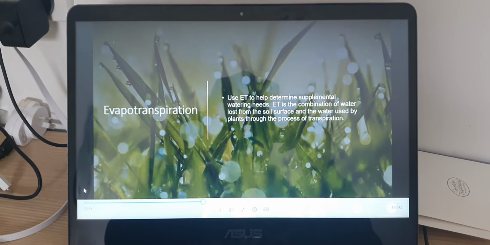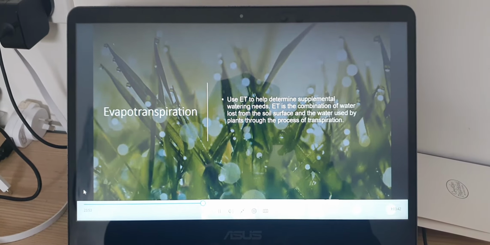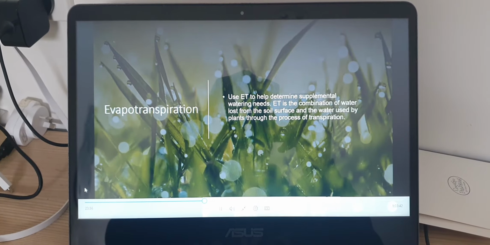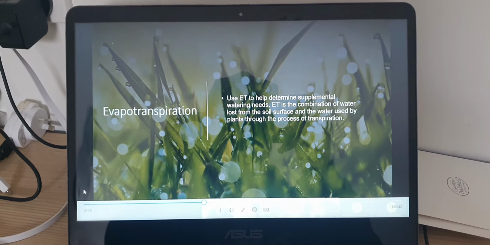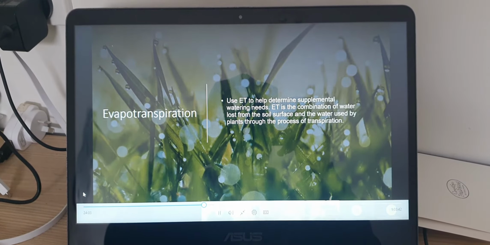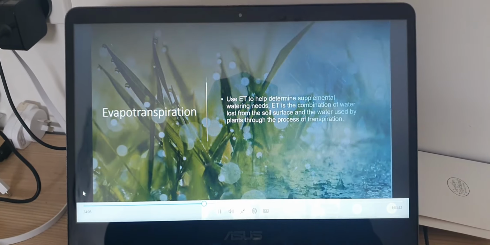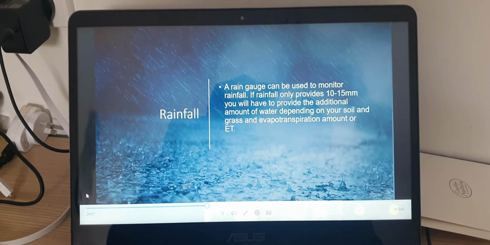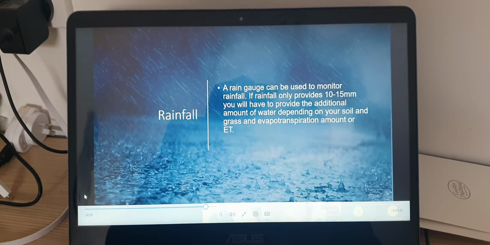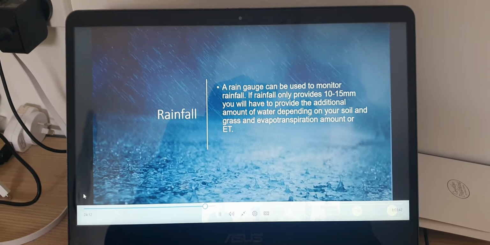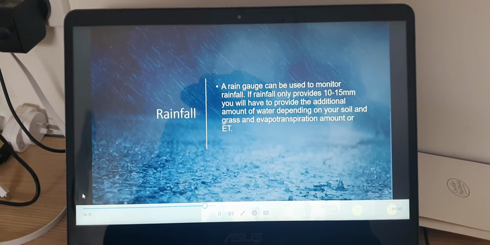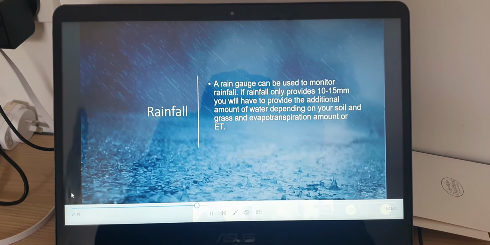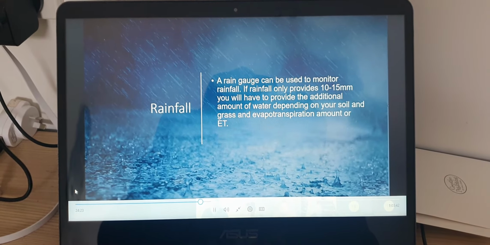Evapotranspiration. Use ET to help determine supplementary watering needs. ET is the combination of water lost from the soil surface and the water used by plants through the process of transpiration. Rainfall. A rain gauge can be used to monitor rainfall. If rainfall provides 10 to 15 millimeters, you'll need to provide the additional amount of water. That's just any number, depending on your soil and grass and evaporation and evapotranspiration amount, or ET.